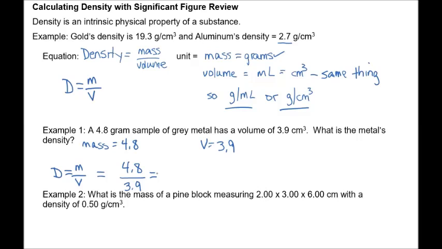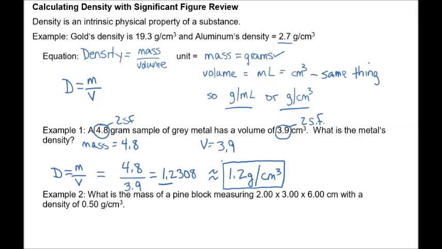We plug this into the calculator, and the calculator says 1.2308. Now, let's think about significant figures. We're going to go to the initial problem. 4.8 has 2 sig figs. 3.9 has 2 sig figs. So our final answer is limited by the weakest value. They both have 2 sig figs, so we're going to be limited to the first two positions. So our answer is going to be approximately 1.2 grams per centimeter cubed. And as always, box your final answer.